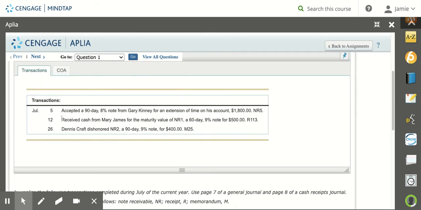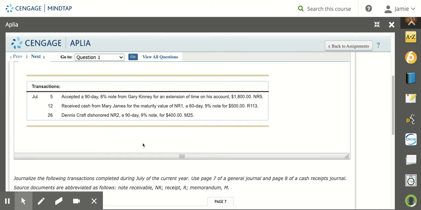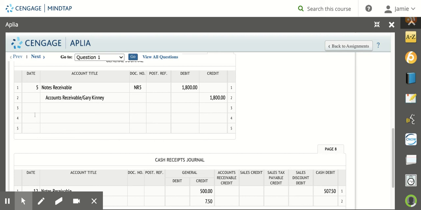Third transaction, on the 26th, Dennis Kraft dishonored a note. So we gave him 90 days to pay, and he did not pay. So now we need to put the money back into accounts receivable. So we'll be in our general journal here on the 26th. We need to debit accounts receivable to put the money back in there.